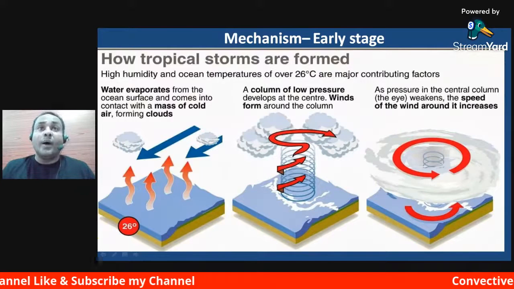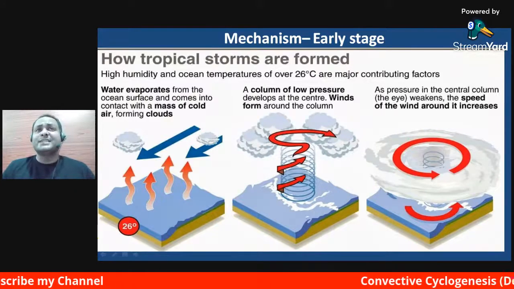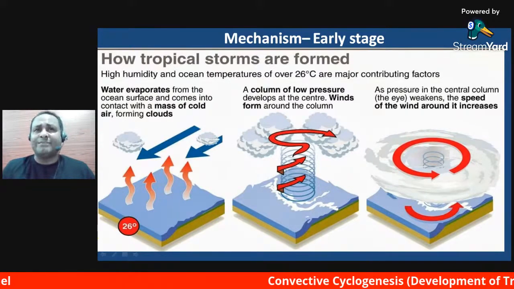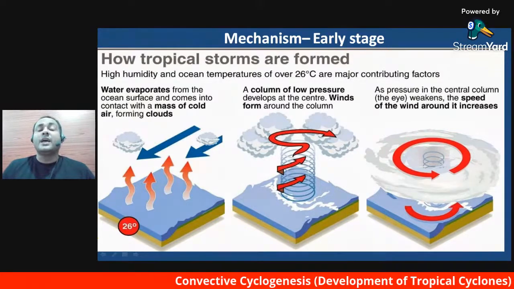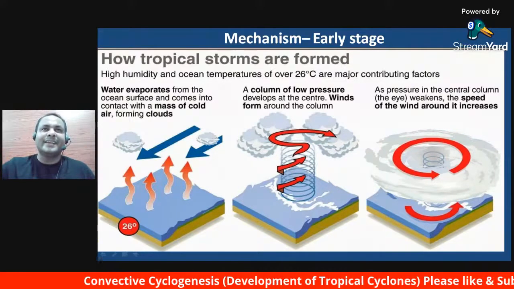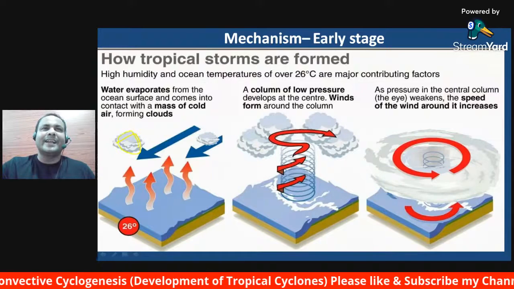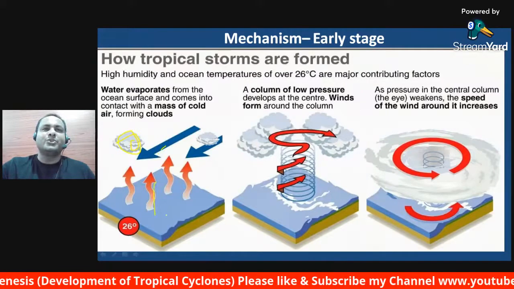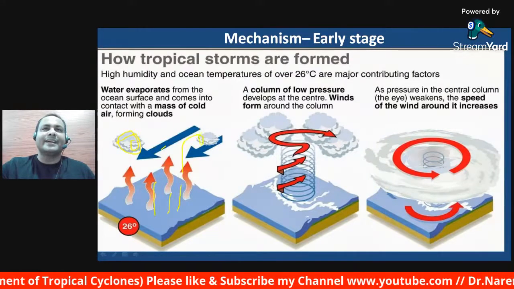First of all, water evaporates from the ocean surface and comes into contact with a mass of cold air, forming cloud. You see, this creates the cloud, during the daytime. With the ocean temperature, water vapor is created and clouds form.